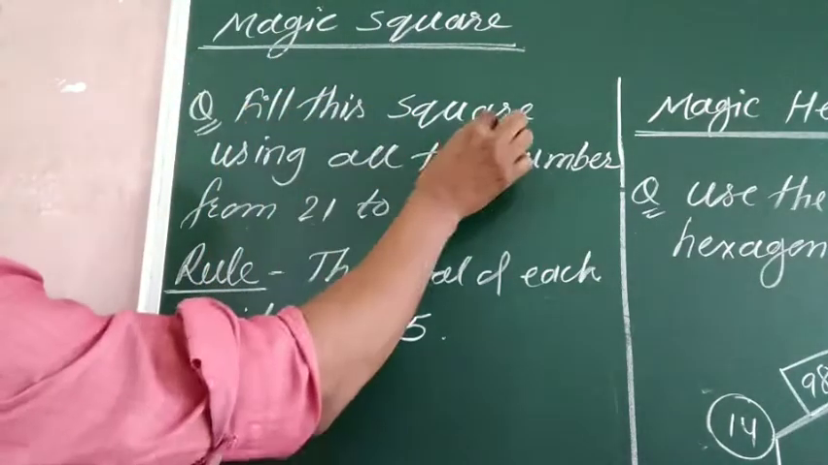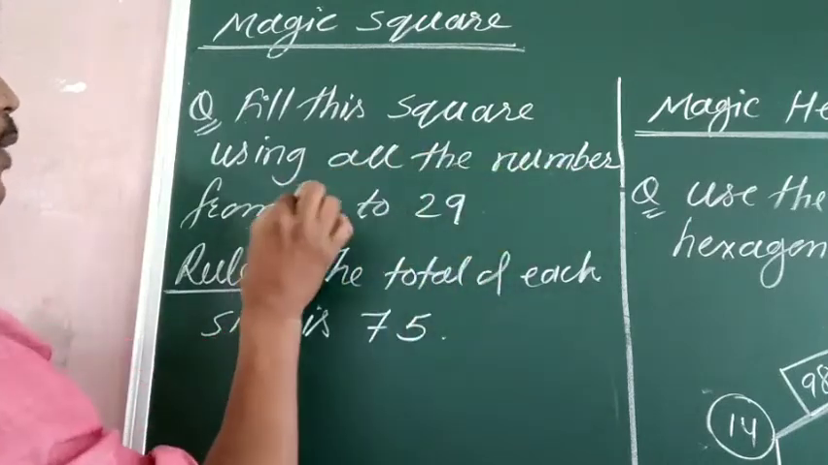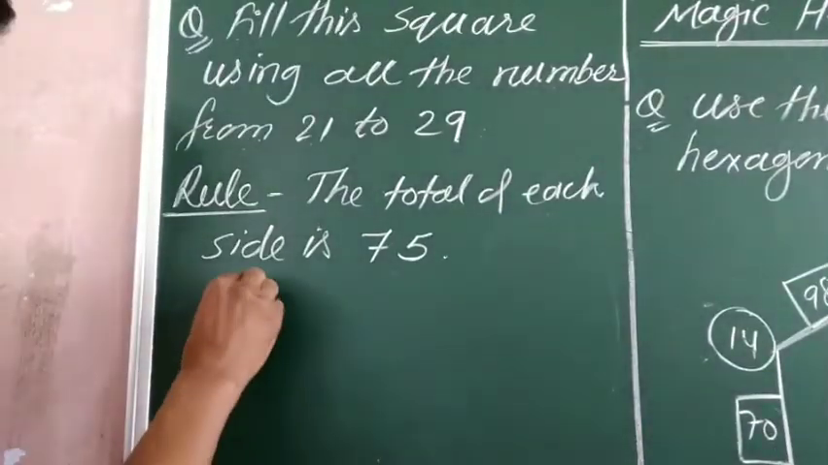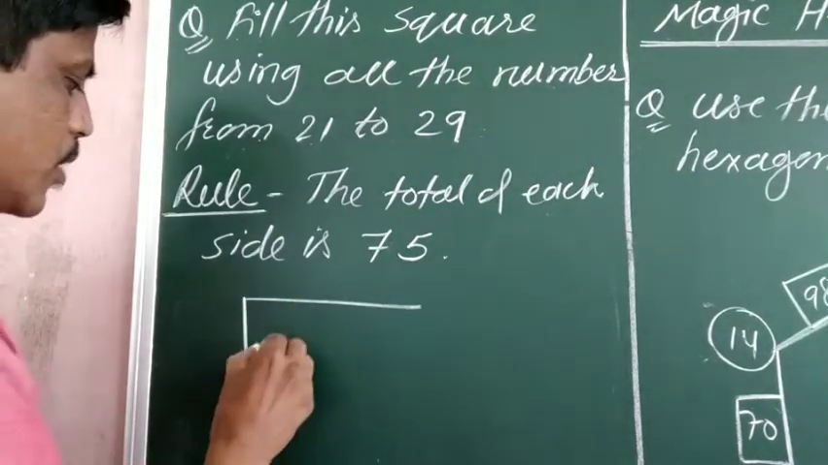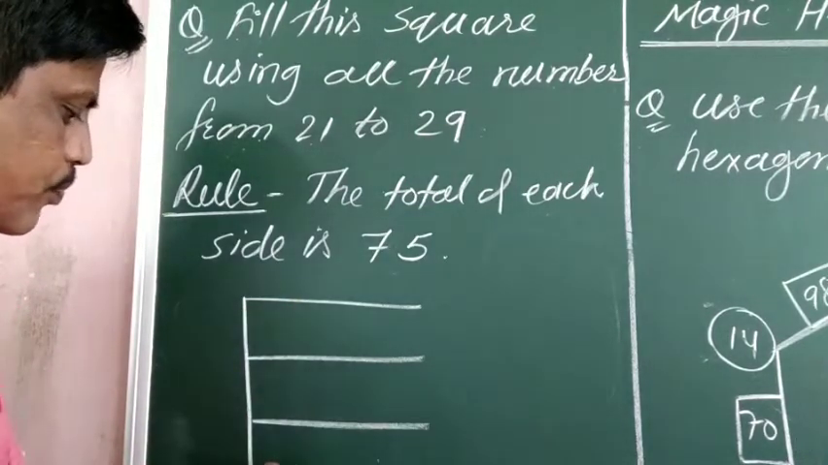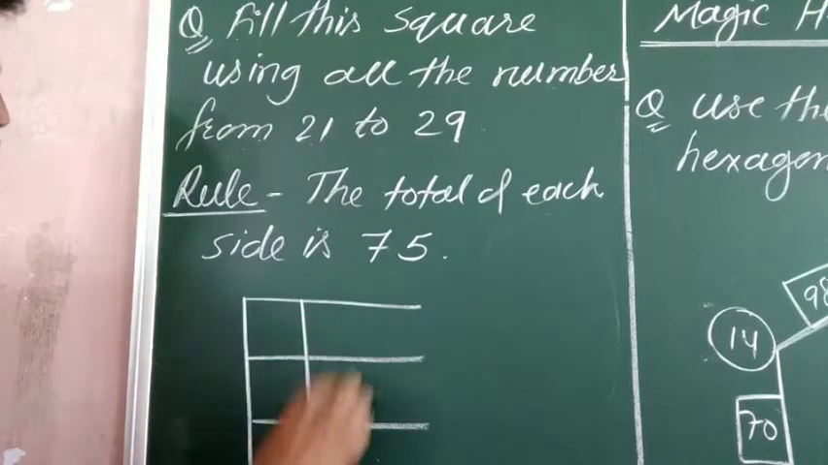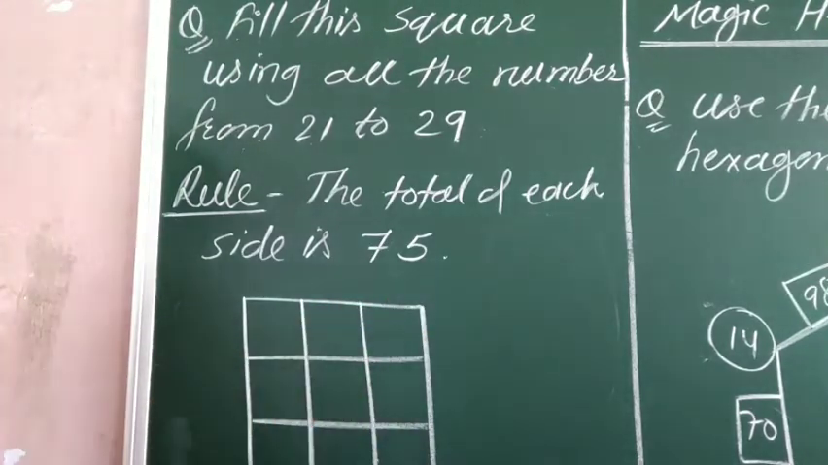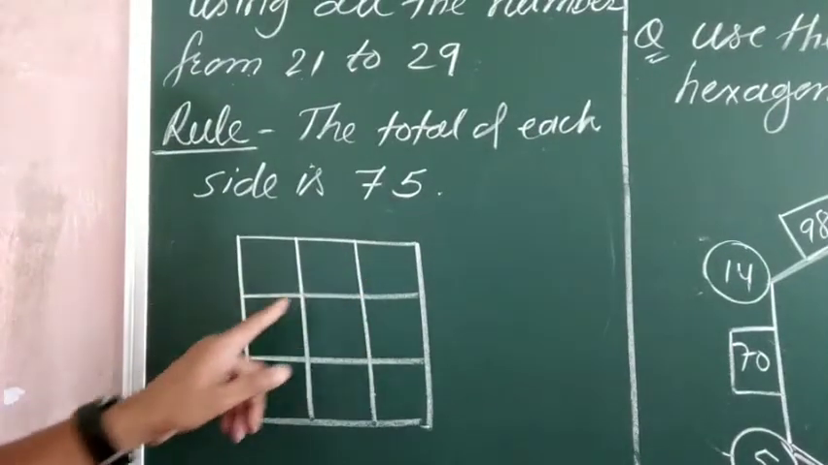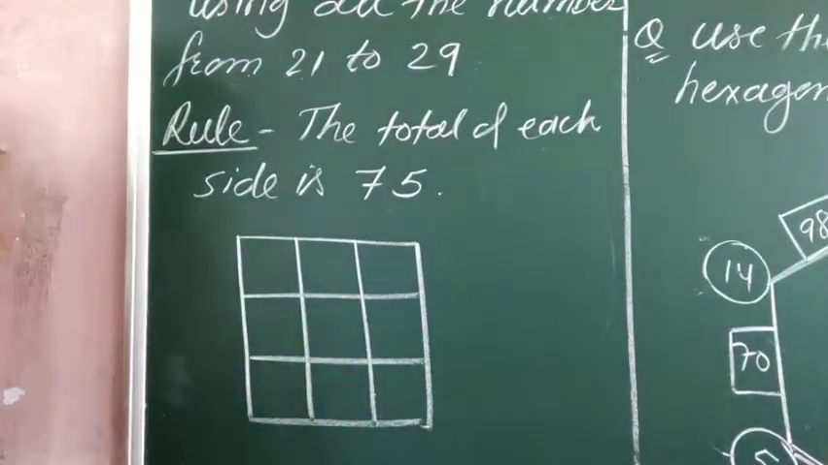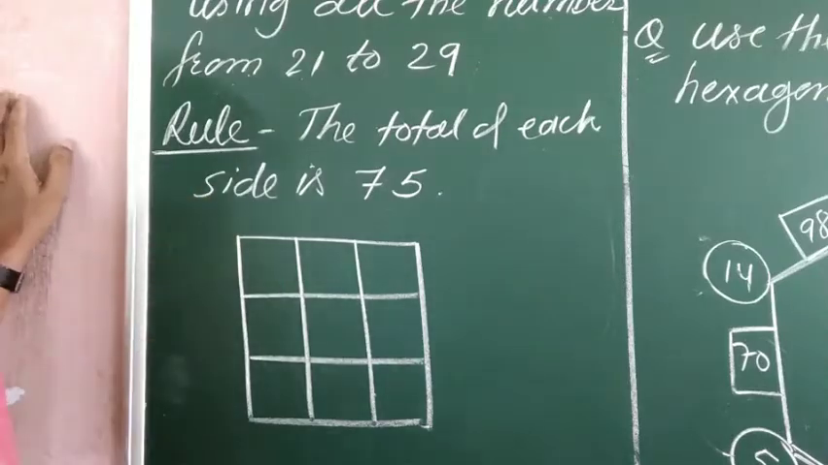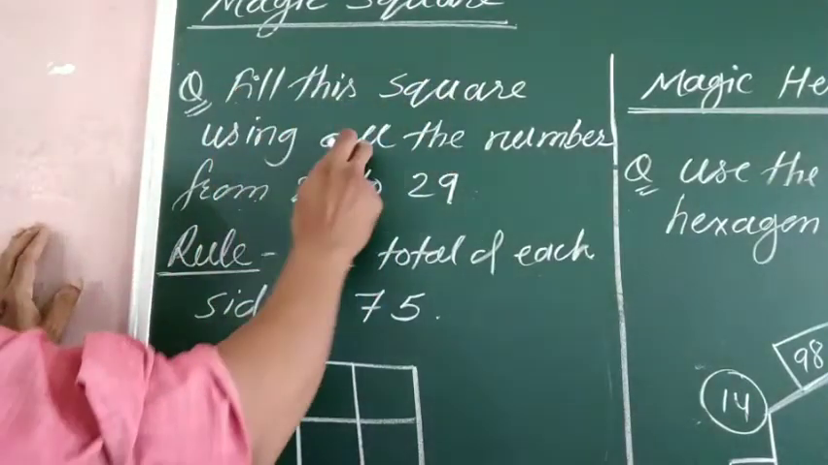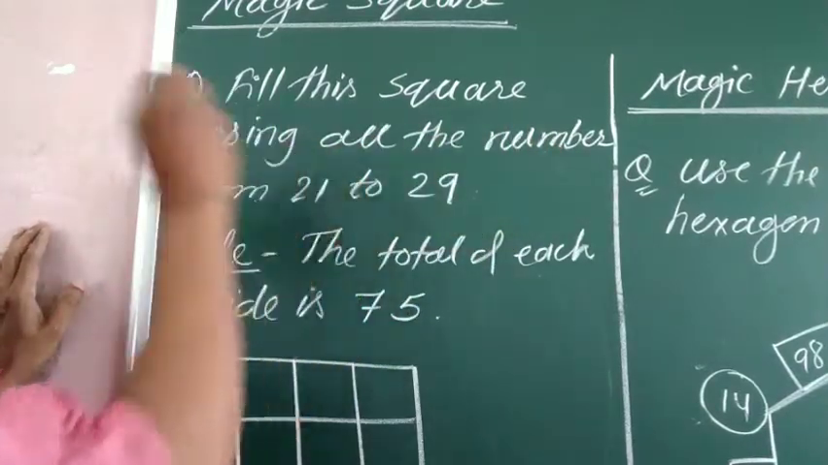Fill this square using all the numbers from 21 to 29. This is a magic square. In this square there are 9 small boxes: 1, 2, 3, 4, 5, 6, 7, 8 and 9. Now what do we have to do? We have to fill this square using all the numbers from 21 to 29.